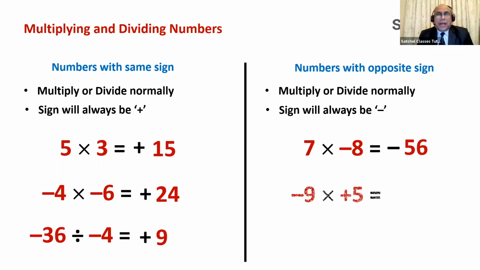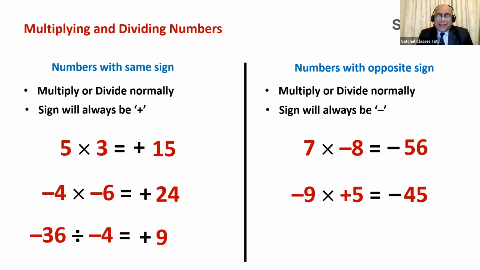Minus 9 times plus 5. Multiply the magnitude. 9 times 5 is 45. Because the two numbers have opposite signs, the answer will be negative. So answer is minus 45. This rule is simple to understand, right? Multiplying and dividing. If the numbers have opposite sign, the answer will be negative. If the numbers have the same sign, the answer will always be positive.